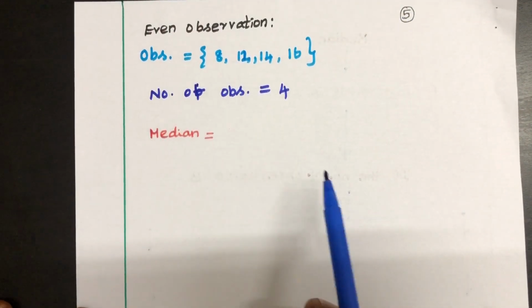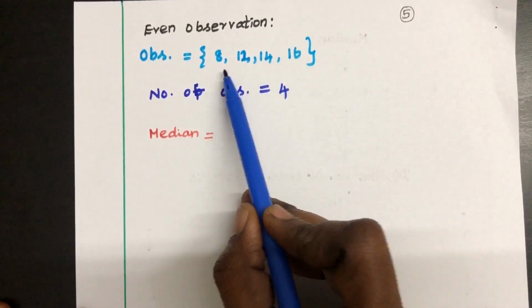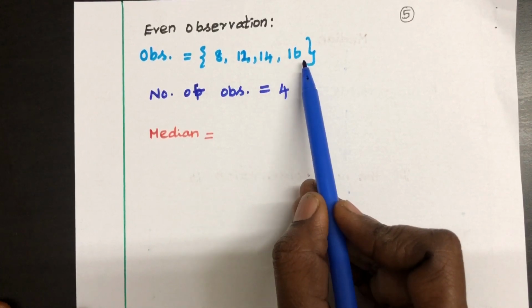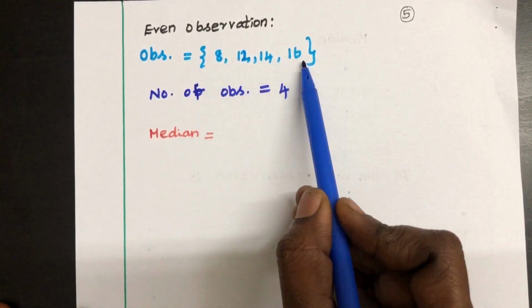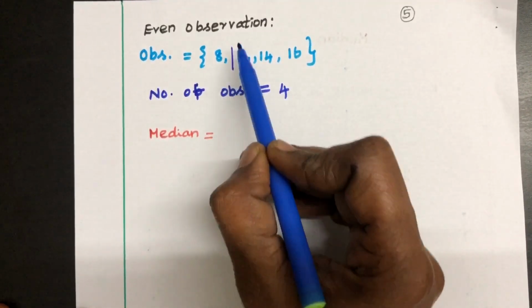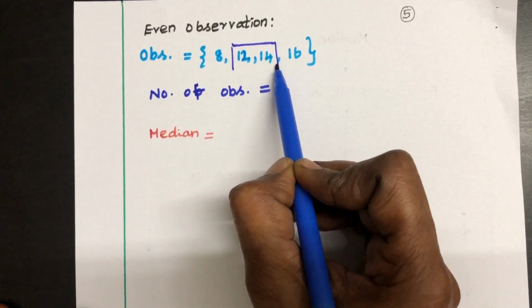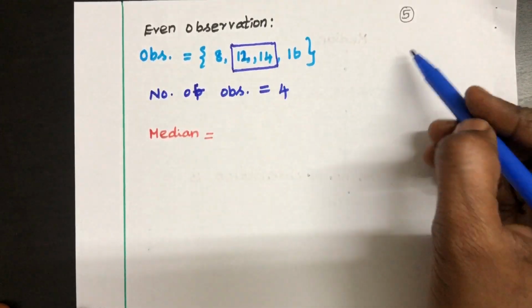Let us have some examples for even observations too. See, the number of observations here is 1, 2, 3, 4. It is even. How to take the median here? There is no mid value, right? The number of observations is 4. What to do? We need to take the average of the two numbers in the middle.